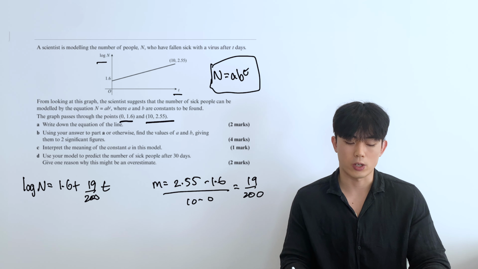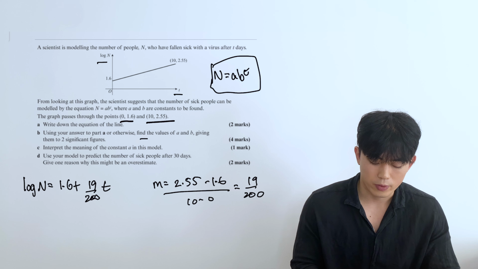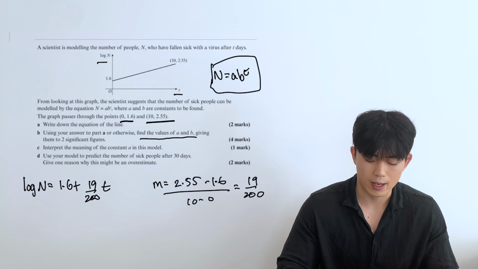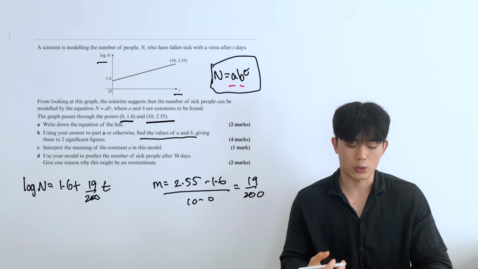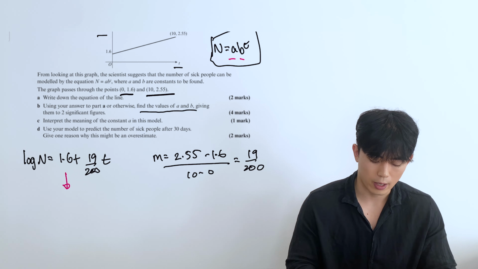So this is the straight line equation that they asked for. Using your answers in part E, find the values of a and b, giving them to two significant values. So as you can see here, we're trying to find a and b. So you need to be aware of what's equal to what. So as we said earlier, this here is going to be equal to log a, right?